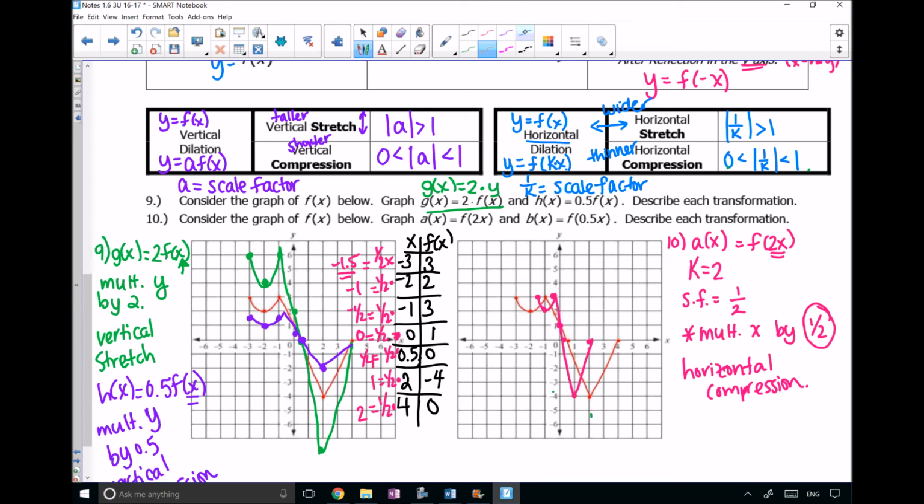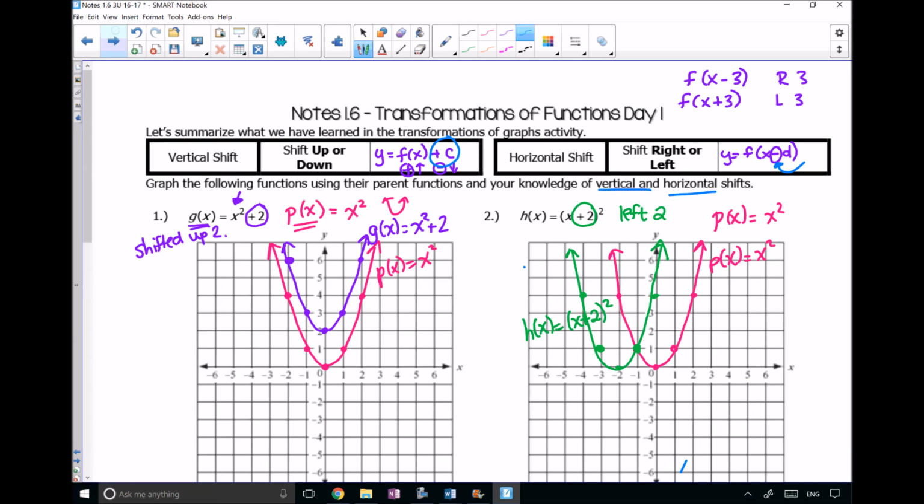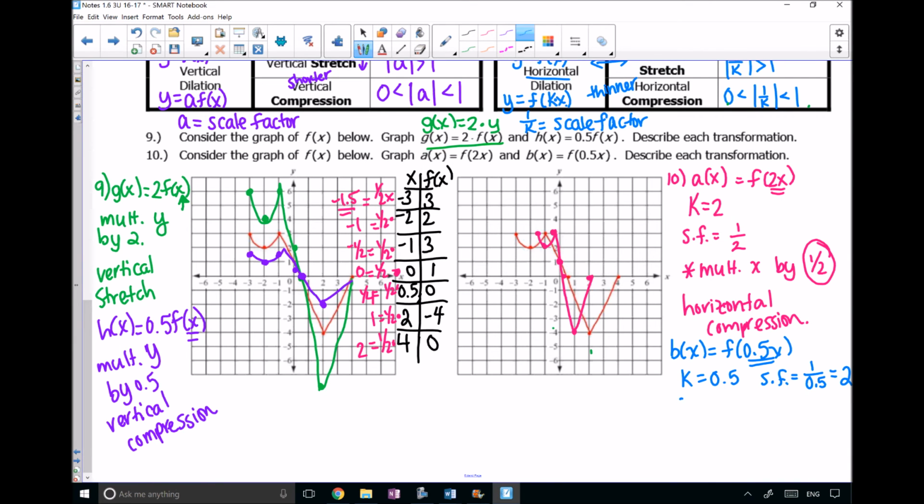Our last one that we have here is b of x. And this time my b of x is equal to f of 0.5 times x. So here, k is equal to 0.5, so my scale factor is 1 over 0.5. And when I divide 1 by 0.5, I end up getting 2. So that means that what I need to do is multiply. We're going to write ourselves a note right here, that we are going to multiply x by 2.